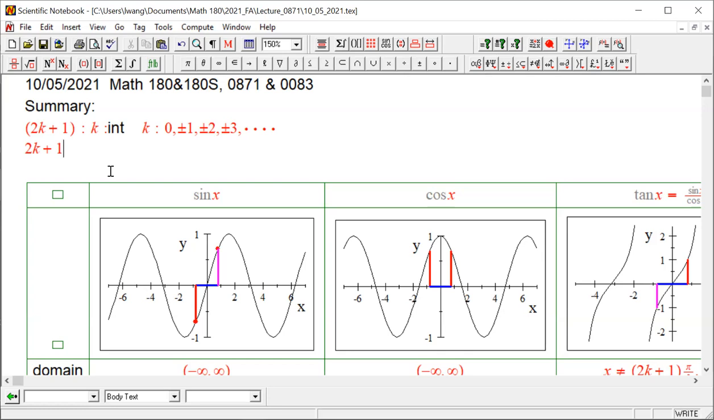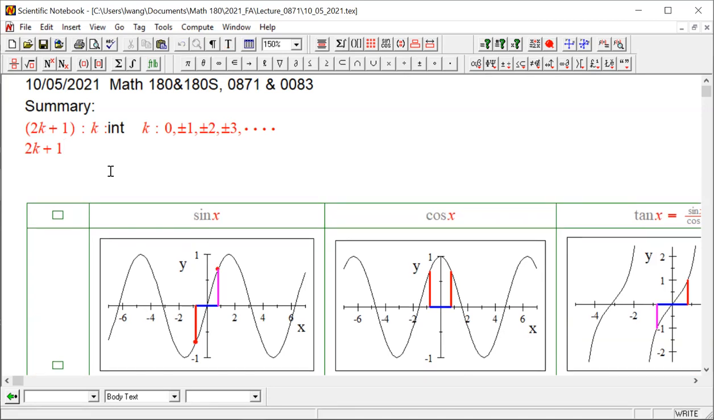Are you going to miss one? Say, give me an odd number. I can find a k, so I can represent that integer by 2k plus 1. Give me an arbitrary integer. So this question has a two-sided story. Number one, it should represent any odd integer.